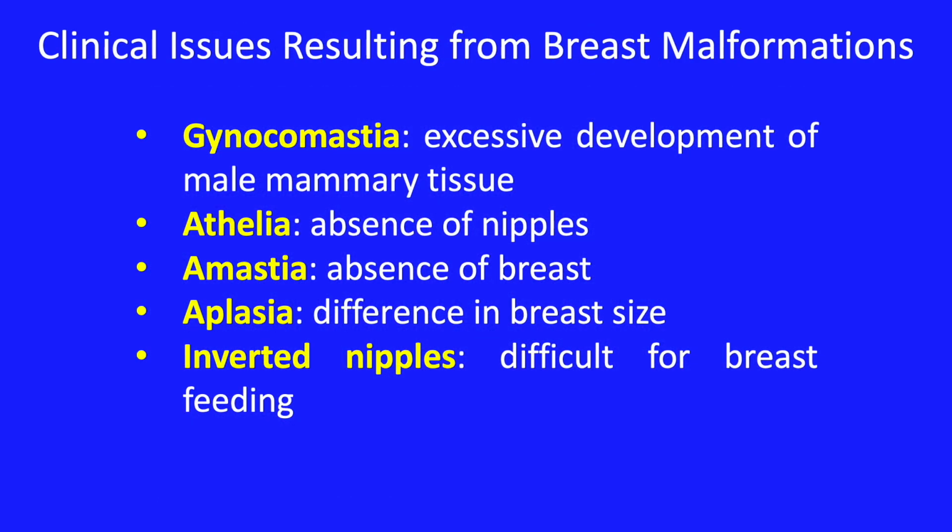And polymastia is not the only issue with breast development. Here are others. Gynecomastia, which is excessive development of male mammary tissue. Athelia, or the absence of nipples. Amastia, the absence of breasts. Aplasia, the difference in breast size. And inverted nipples, which makes it difficult for breastfeeding. These are a few of the pathologies associated with the breast.